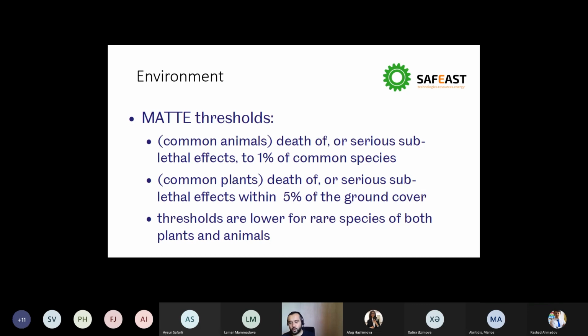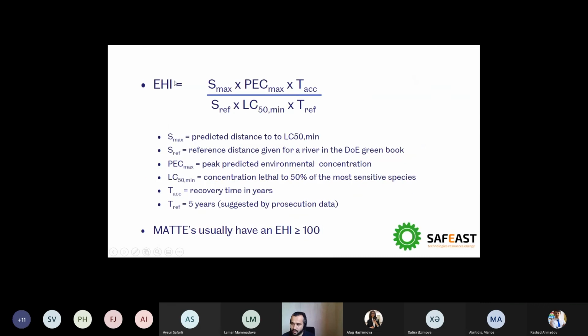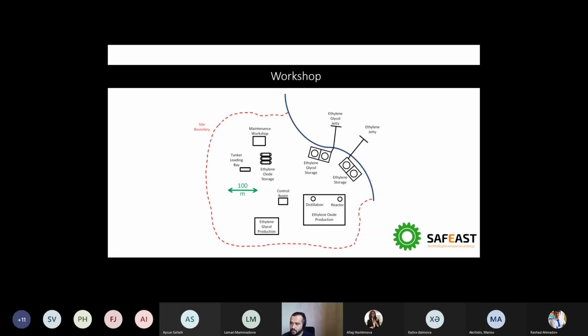And there are also equivalent damage criteria for the environment. There is a threshold which says death or serious sublethal effects in 1% of the common species or 5% of the ground cover, and there is a specific environmental index. Based on this index, if it is more than 100, it means there is a significant risk to the environment.